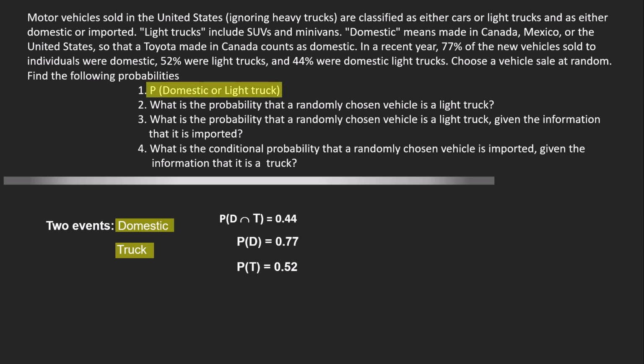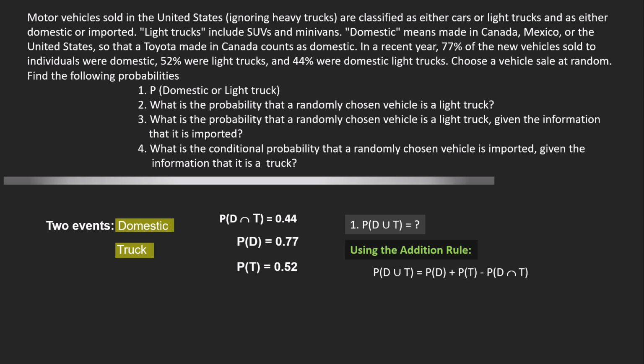First one, probability of domestic or light truck. What does this mean? That is the probability of D union T. How do we find this? I explained this example using a Venn diagram in a previous video. Here, let me apply the addition rule. What is the addition rule? Probability of D union T equals probability of D plus probability of T minus probability of D intersection T. We know all the probabilities, just plug in the numbers, then the answer is 0.85.